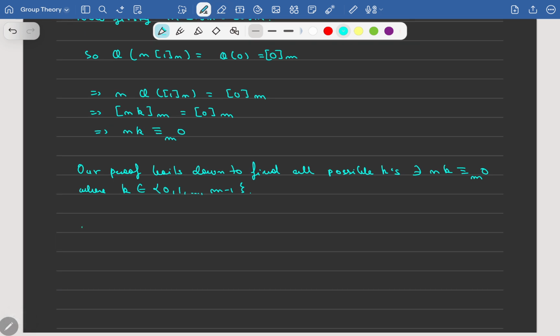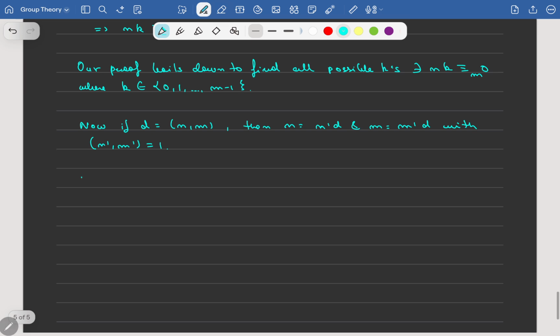Okay, now observe that if d is chosen to be the GCD of n and m, then since it's a common divisor of n and m, I can write n as some n prime times d, and I can write m as some m prime times d, with the GCD of n prime and m prime being 1, because it's the greatest common divisor, so I cannot have more common divisors. So therefore hence I have n prime d times k congruent to 0 modulo m prime d.